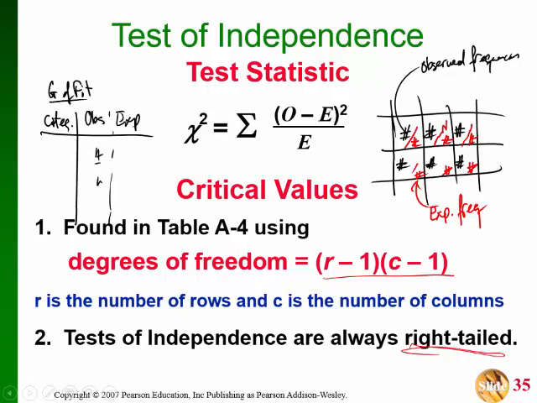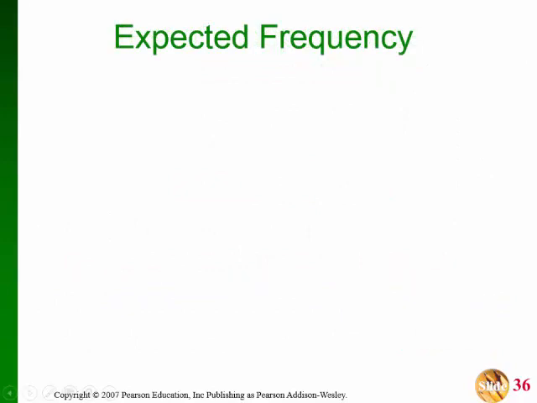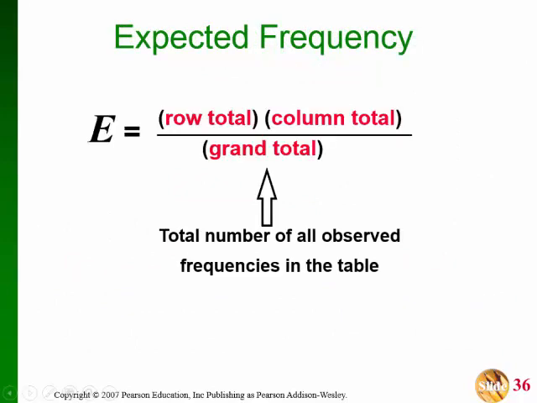Okay, so we talked about the observed value. Observed values are given to you. We talked about the test statistic and how to get them, and we need these expected values. So the expected value for this case is going to be, for each cell, you have to look at the row total and the column total and then divide by the grand total.